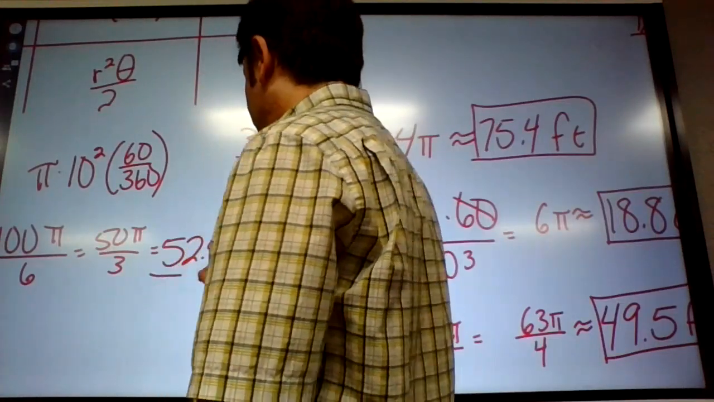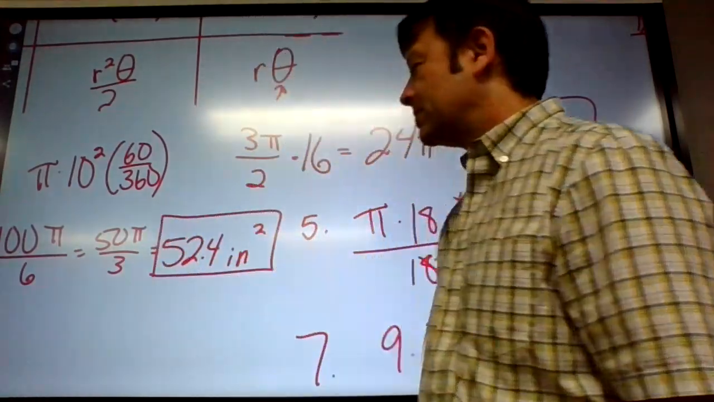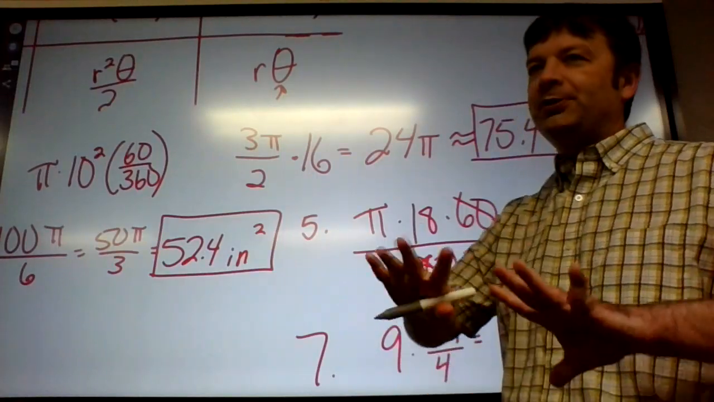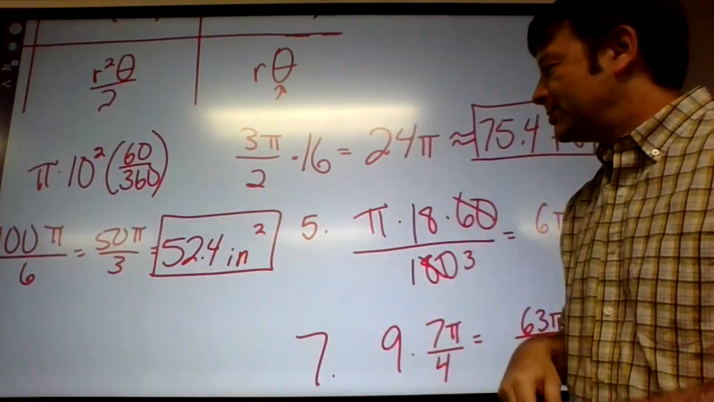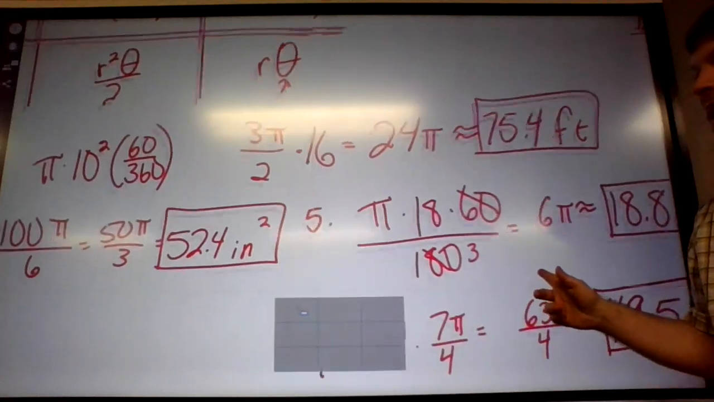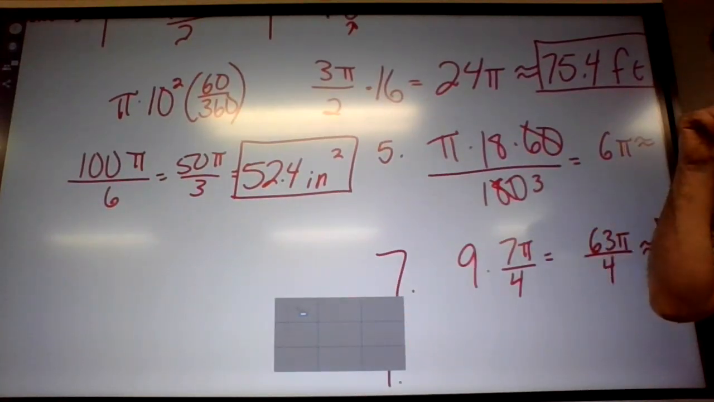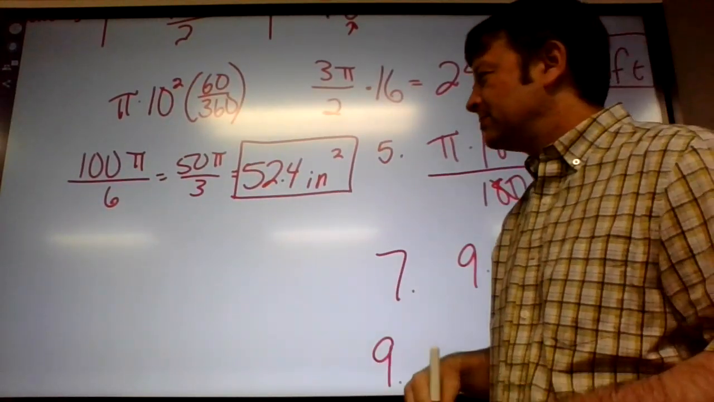Inches squared. Why is it inches squared? Area. Because that's how you label area. Areas are two-dimensional measurements, like there's a length and a width. Circumference or arc length is a one-dimensional measurement, just the outside of the circle.